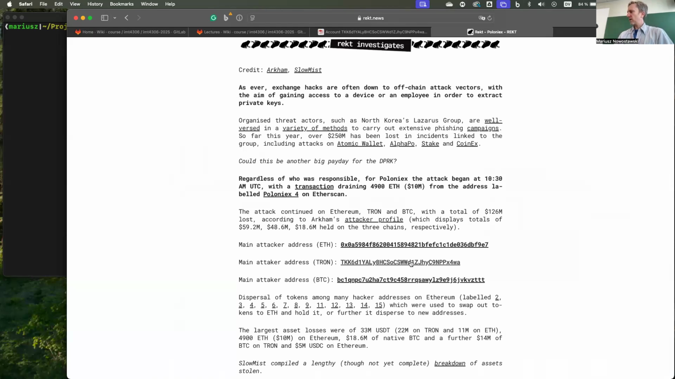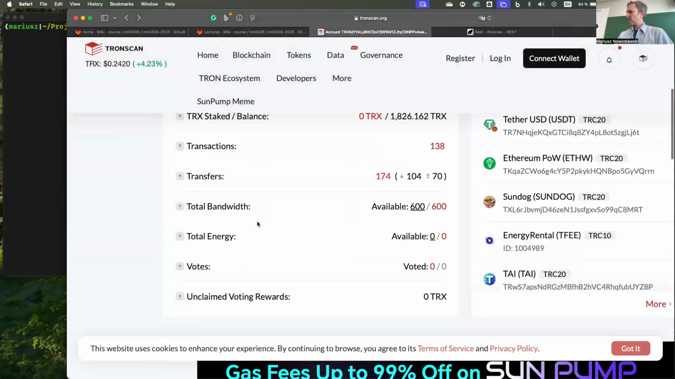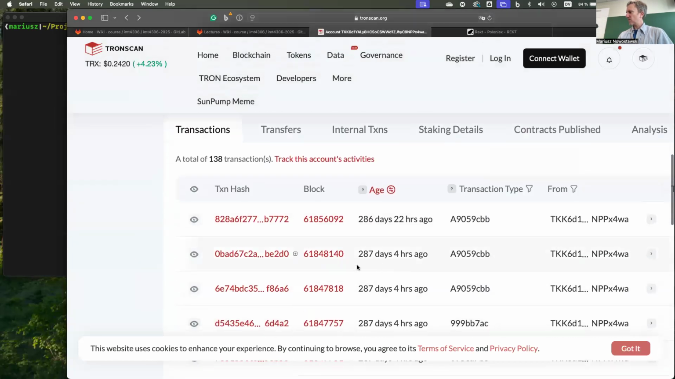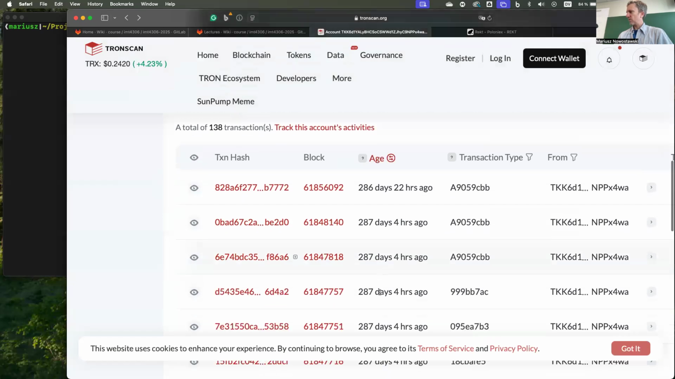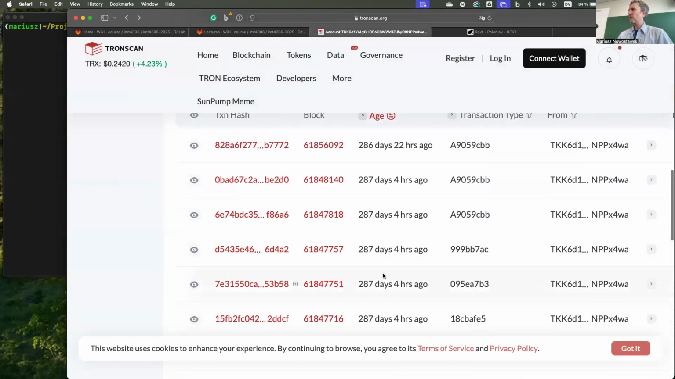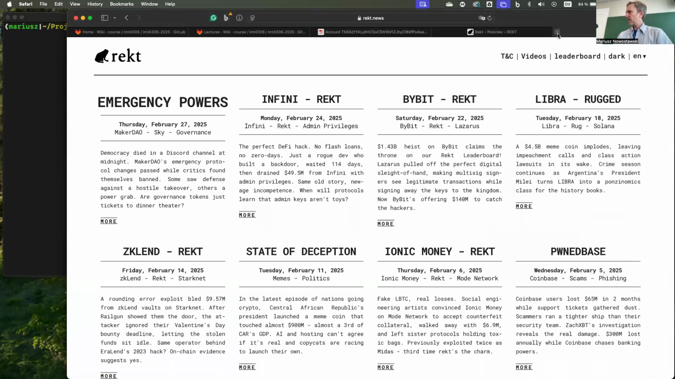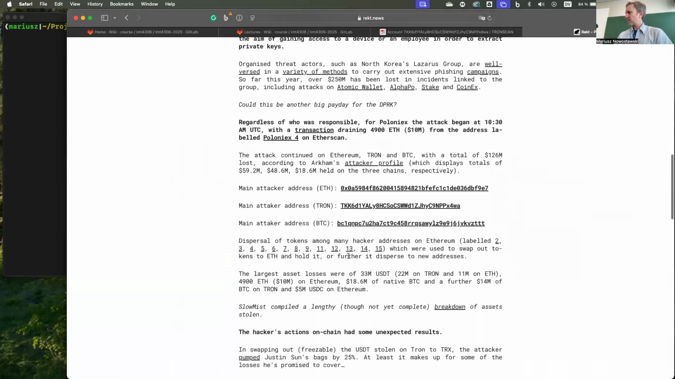So if we look at this address, which we did, we will see all the transfers, all the transactions which happened at the day of the hack, and the funds were flowing in. So the attacker was draining the exchange wallets and putting the funds into his own wallet. So that's the second one.